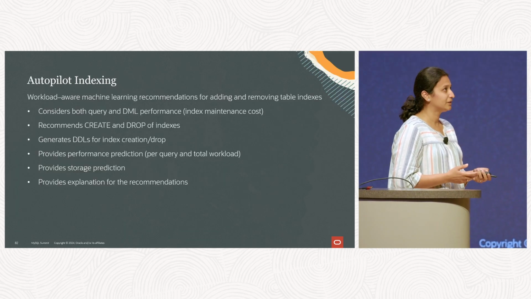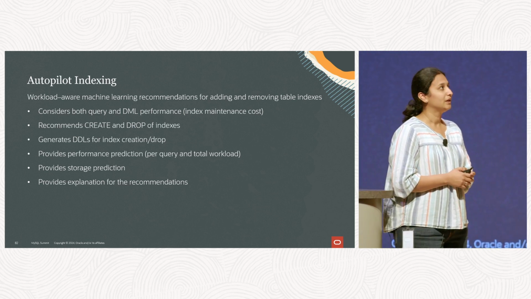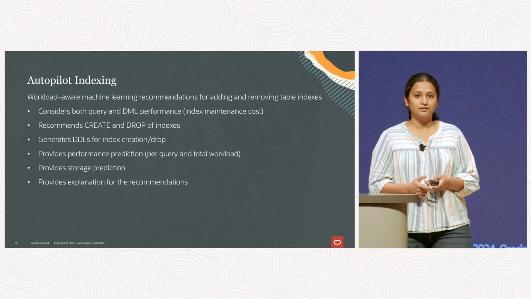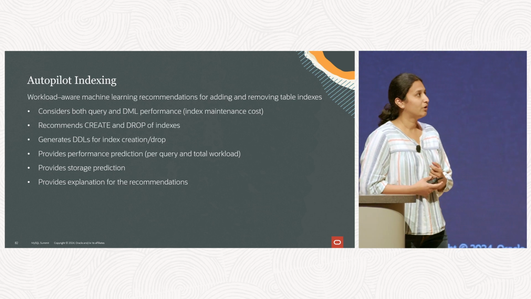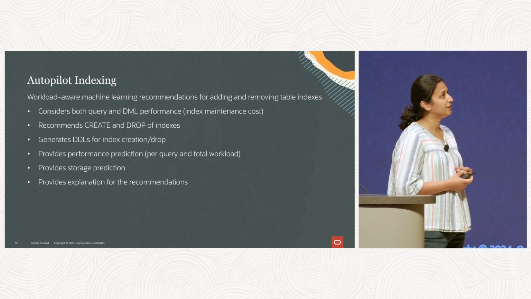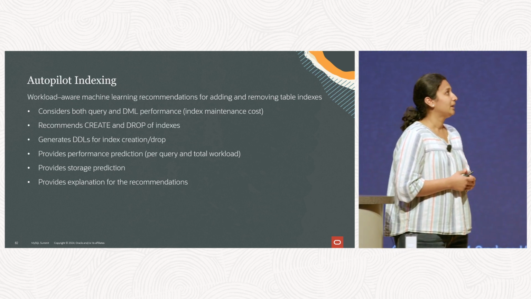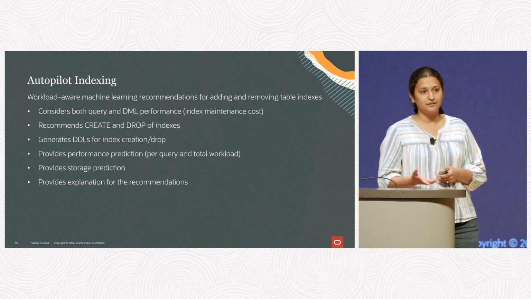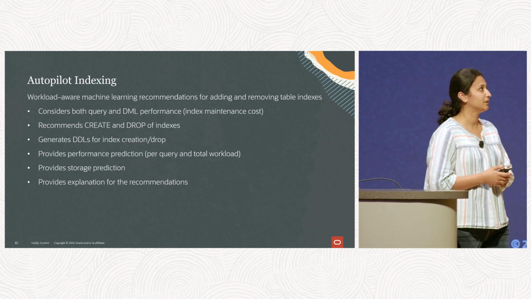So how does autopilot do that? We use machine learning. The machine learning models predict the performance impact of creating indexes without actually creating them. These models have been trained to predict the query and DML performance impact of the indexes. We also facilitate creating the indexes by giving the DDLs to create and drop the indexes.